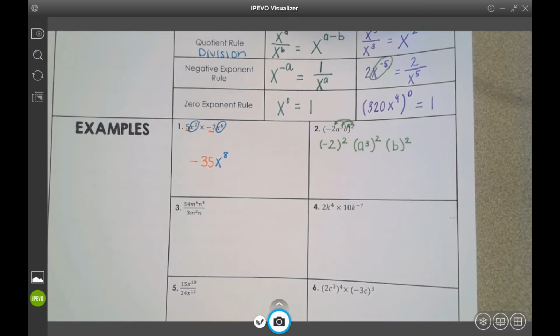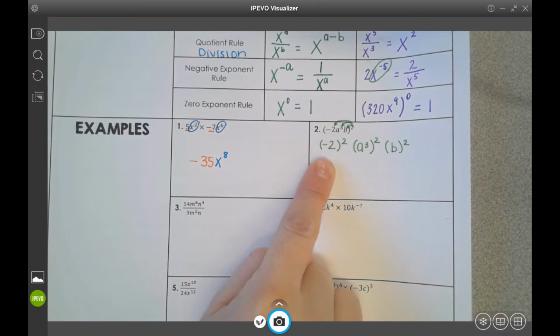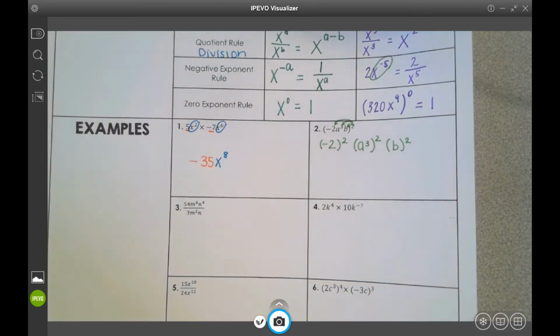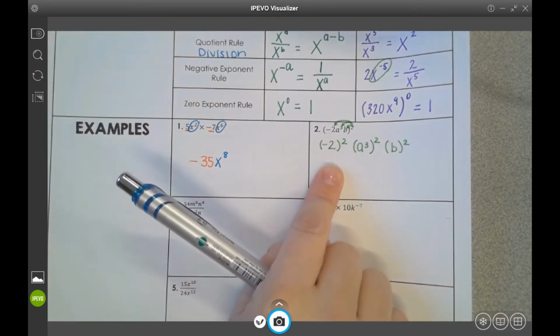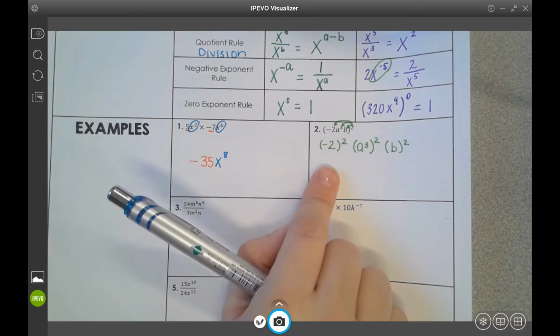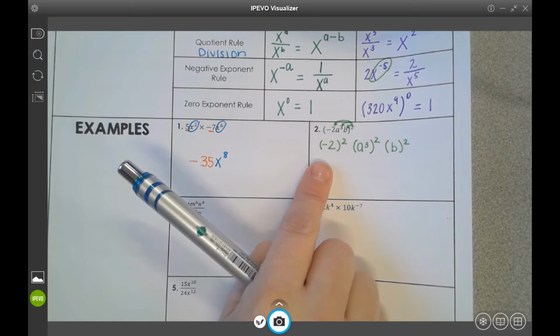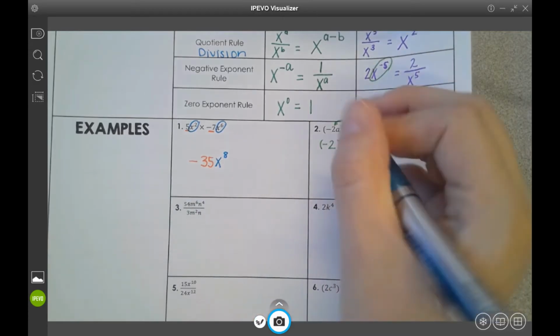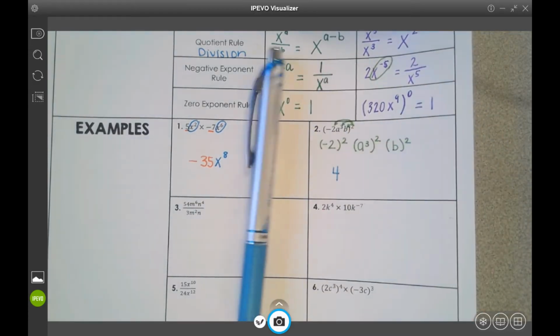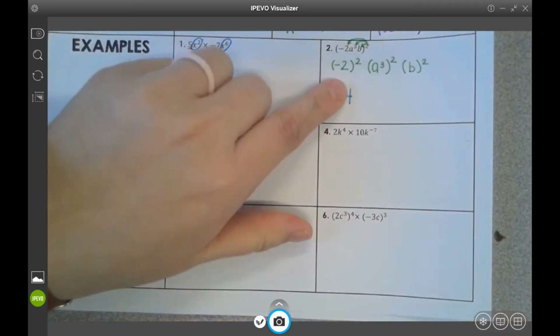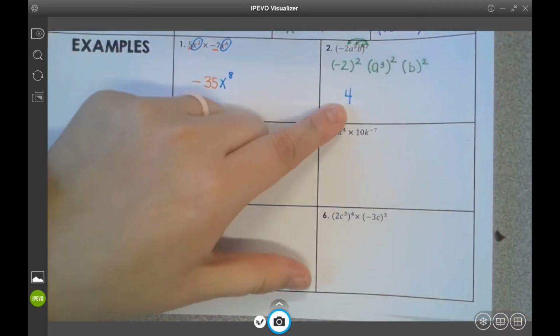So what is negative 2 squared? You can use your calculator. Make sure you put parentheses. Negative 2 squared is positive 4. Negative 2 squared is positive 4.